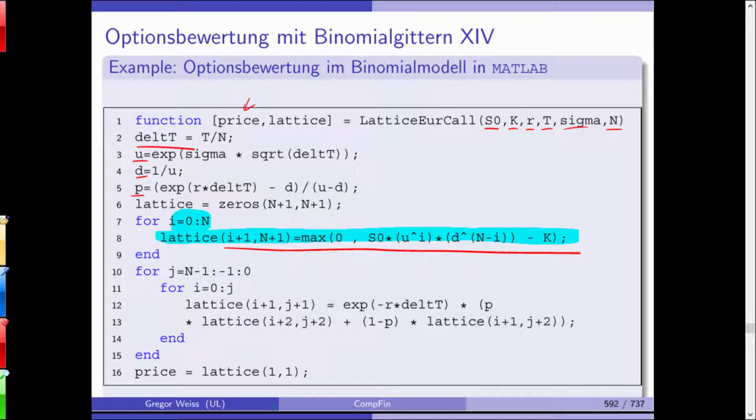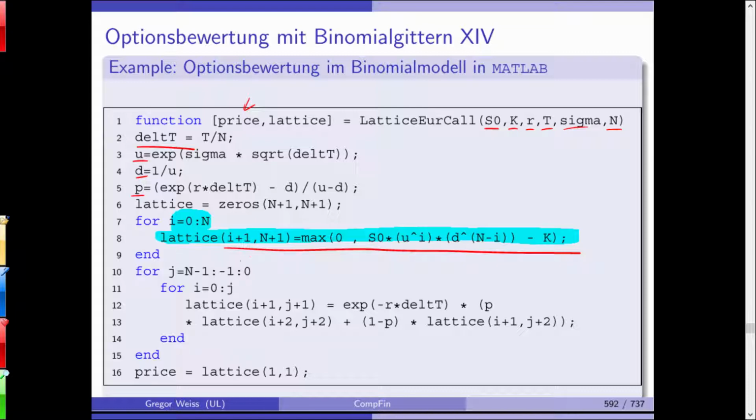For the last column, we can immediately insert into the matrix the values of the option payouts. And then we need two for loops. We go back from right to left, one column, and then we have to go from bottom to top or top to bottom. You can decide on what you want to do.